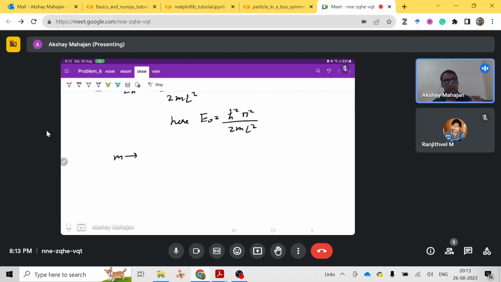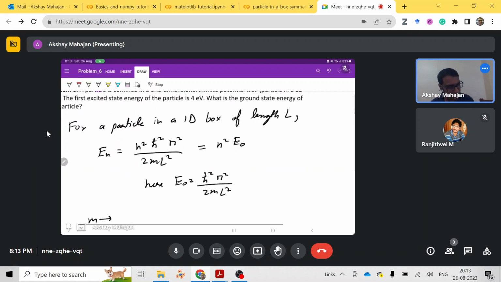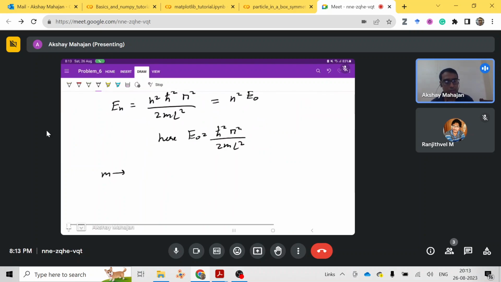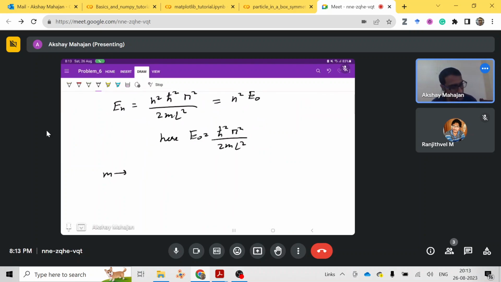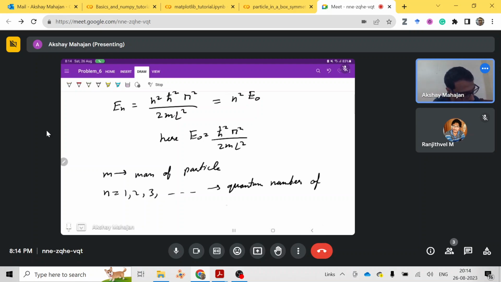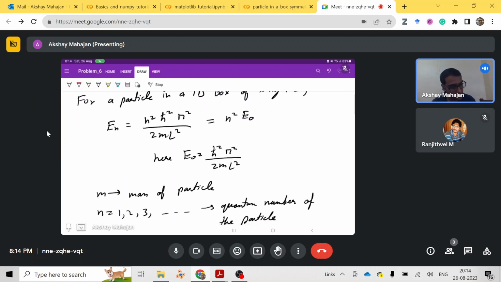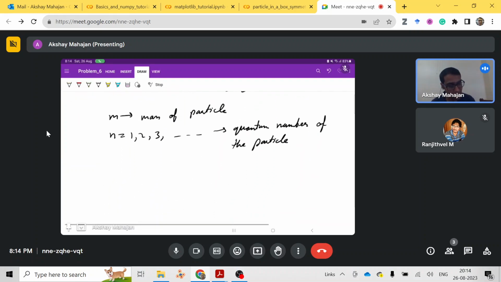All the problems are going to be infinite square well problems, so in this problem I will just explain what m and everything is, and for the rest it will be obvious. Here m is the mass of the particle, and n goes from 1, 2, 3 and so on. It starts from 1, and that is the quantum number of the particle. E_n is n squared h-bar squared pi squared by 2mL squared, which we know for a particle in a box.